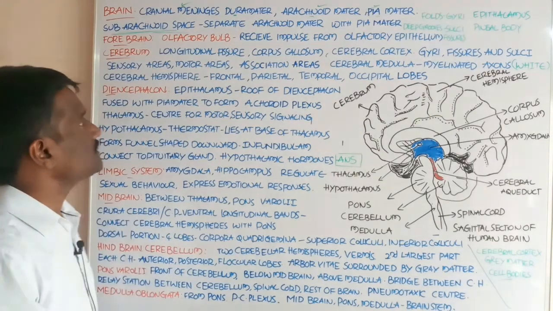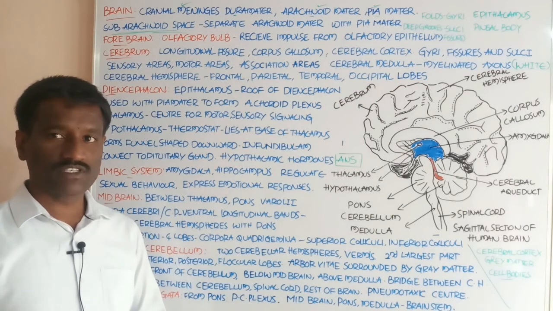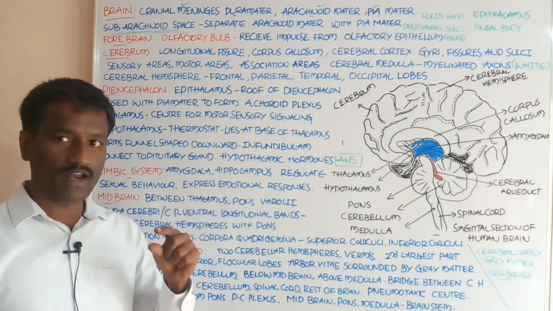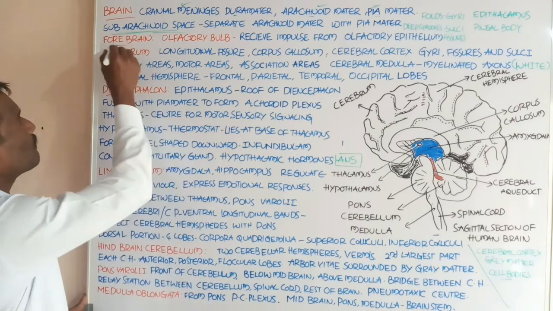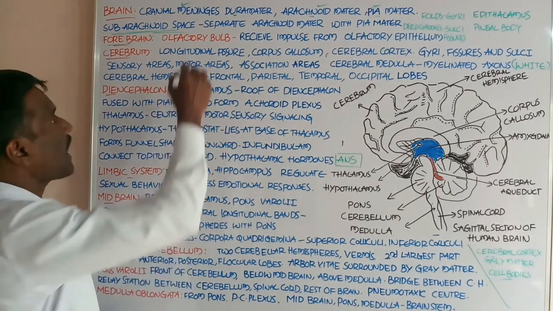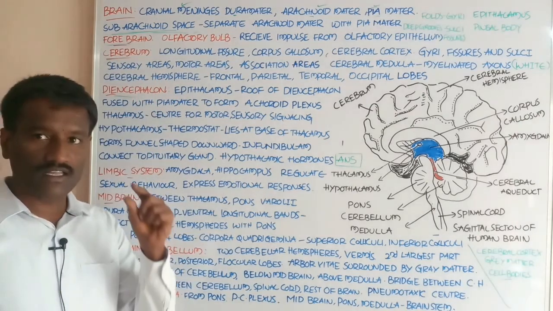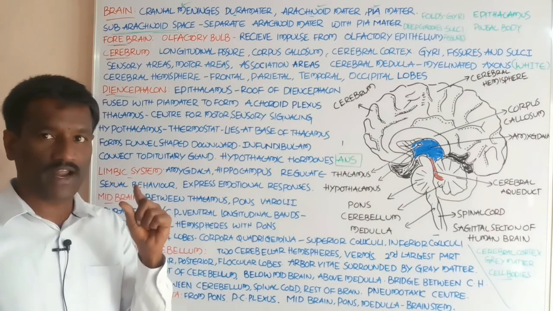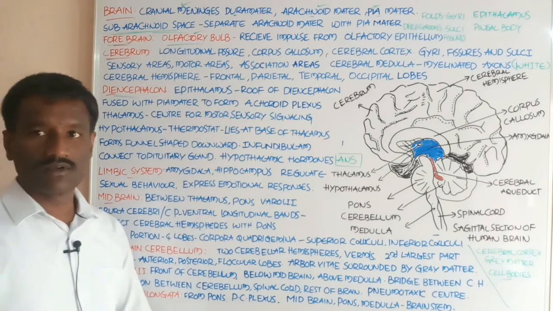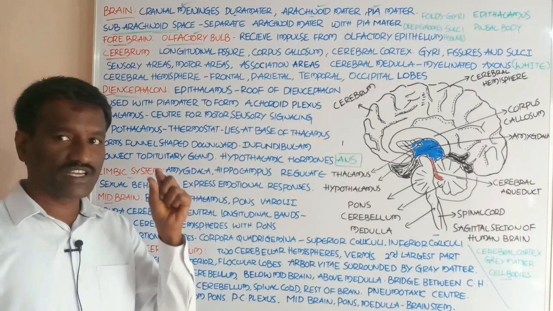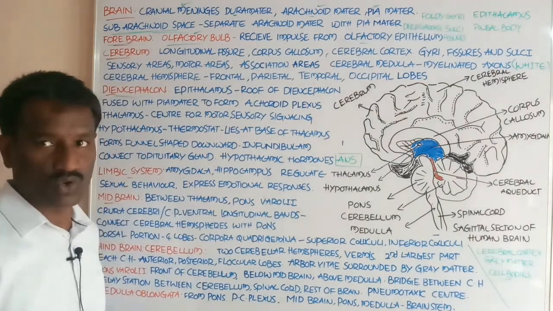Next, there are three major parts present in the brain: the forebrain, midbrain and hindbrain. Now, what about the forebrain? The forebrain has mainly the olfactory bulb, cerebrum and diencephalon. These are the three parts present in the forebrain. The first one is the olfactory bulb, which receives sensory impulses from the olfactory epithelium of the nose.